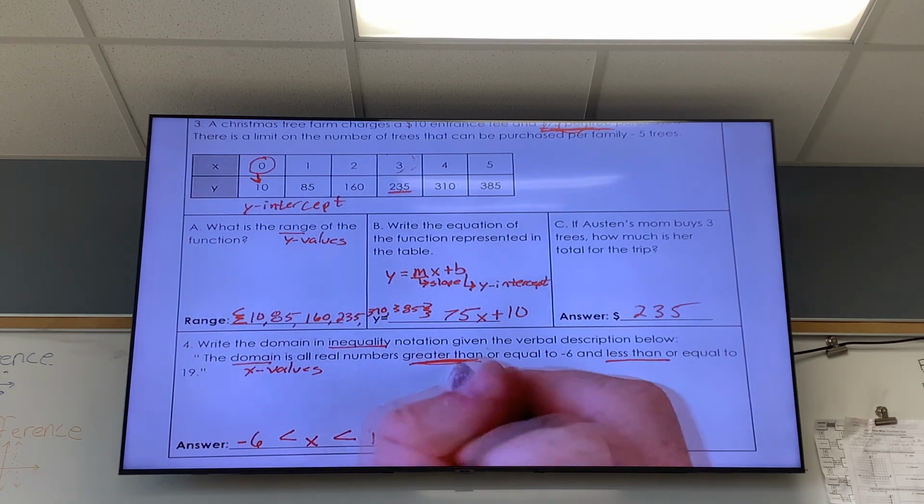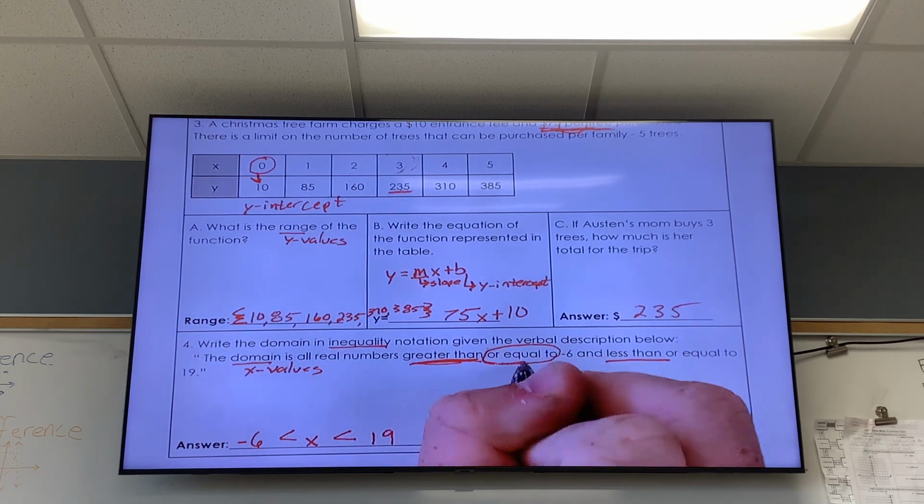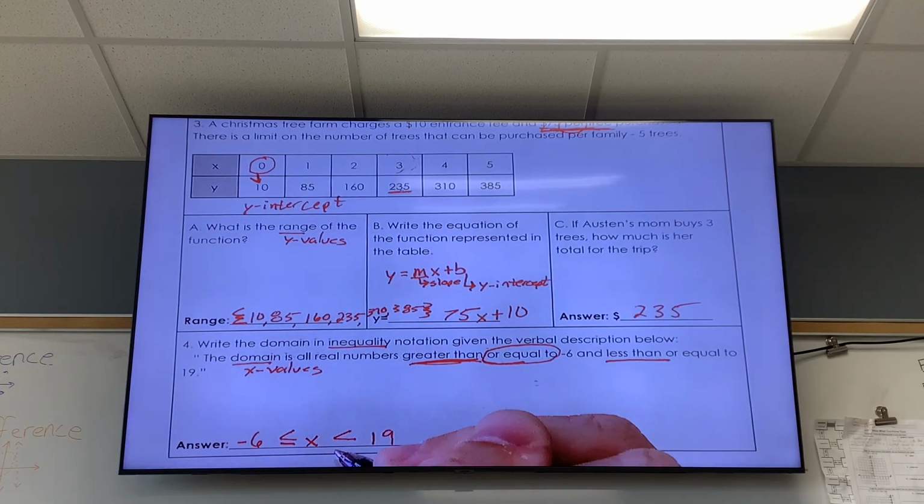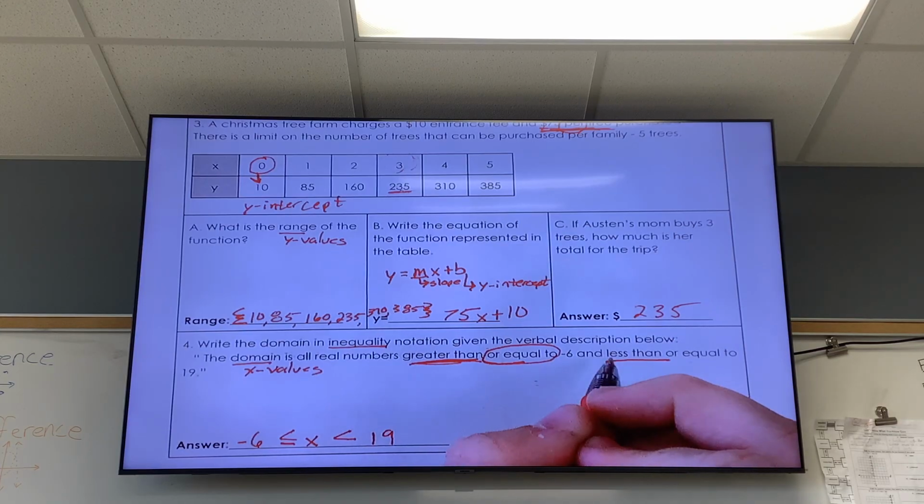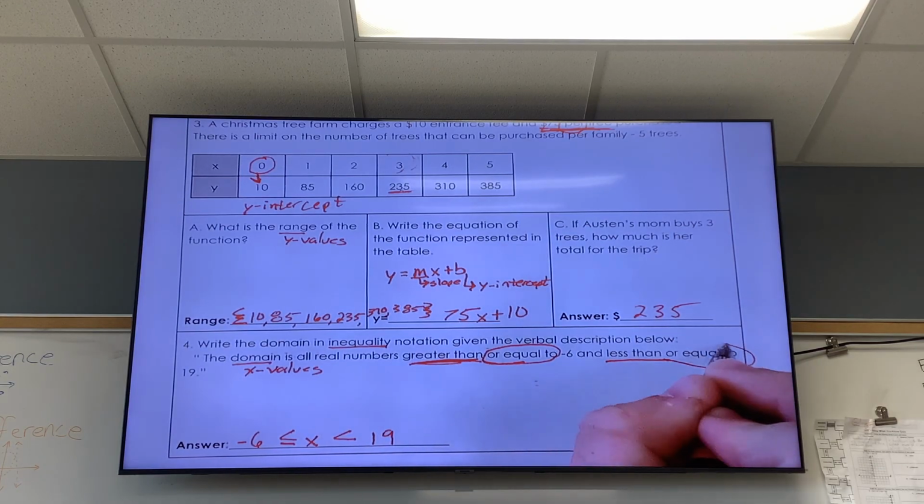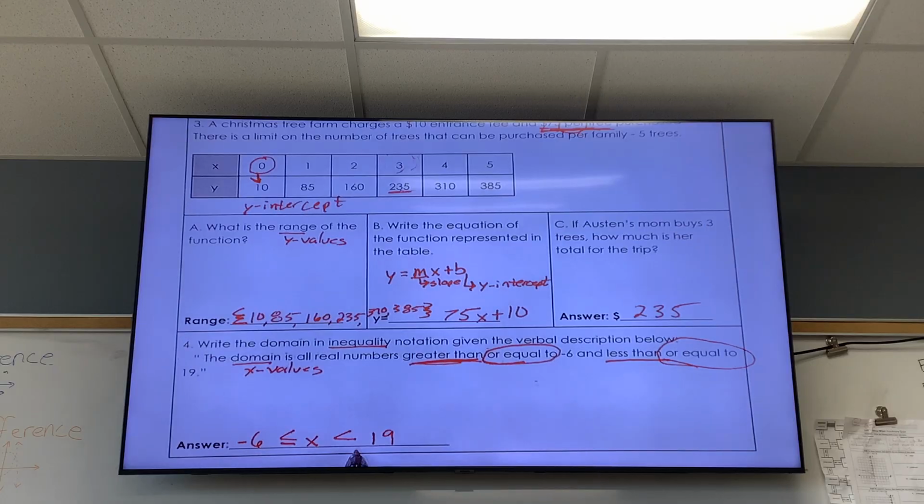And after our lower limit, it does say or equal to, so we are going to put our or equal to line underneath. After our upper limit, it does say or equal to, so we are going to put our line underneath to make it a less than or equal to sign.